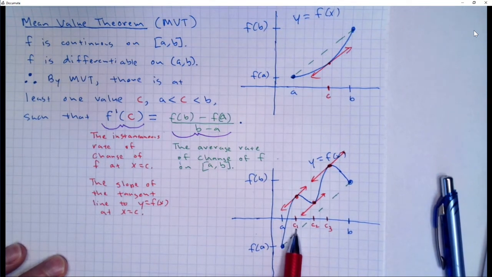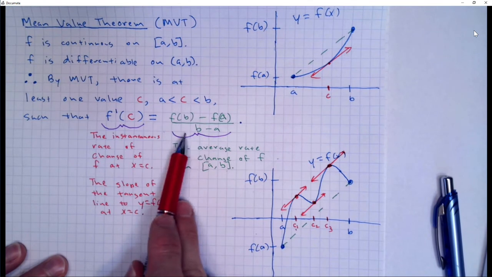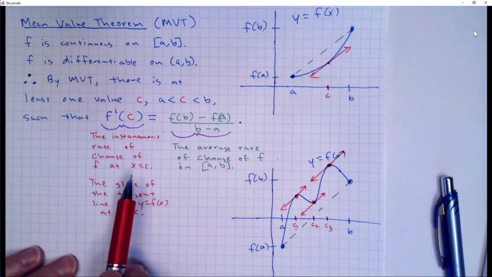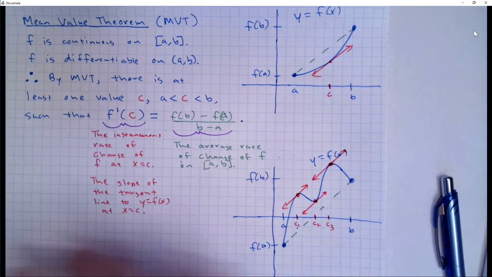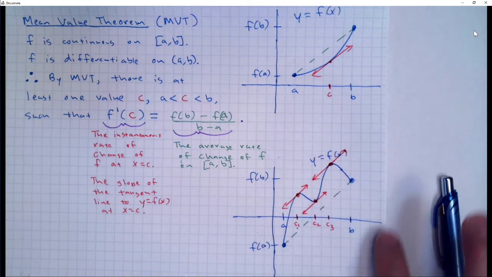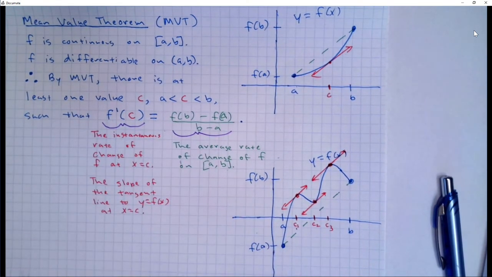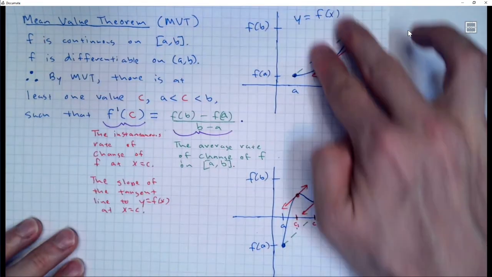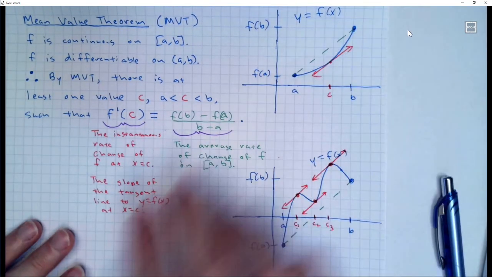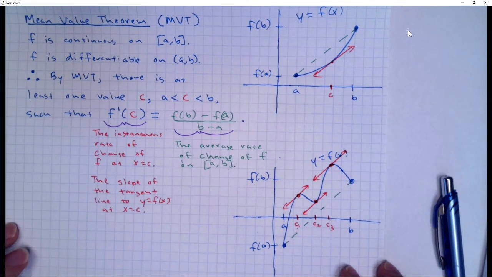f prime of c1 is not 0. f prime of c1 is the same as f prime of c2 is the same as f prime of c3, which is equal to f of b minus f of a over b minus a. They might give you a curve like this on the AP test and ask you about how many locations would satisfy mean value theorem or something of that nature. So the graphical part, which I hope you recorded in your notes, is very useful for multiple choice items on the AP exam involving mean value theorem.